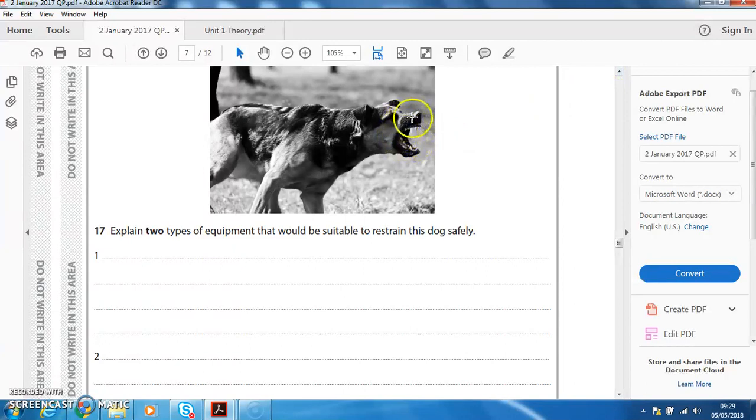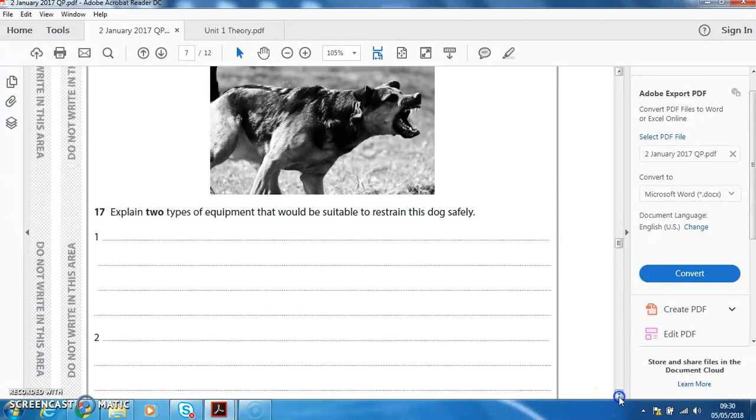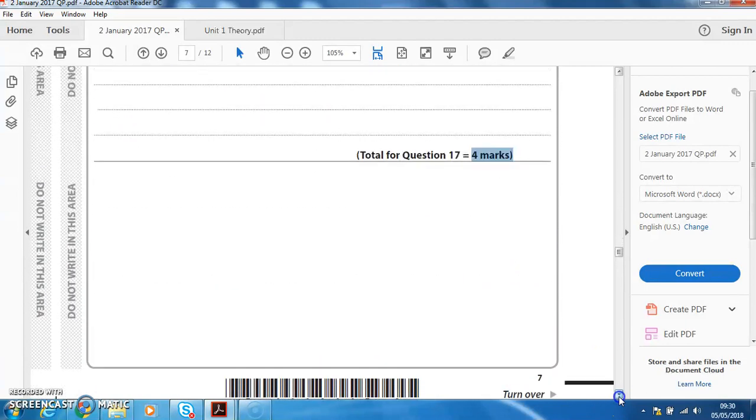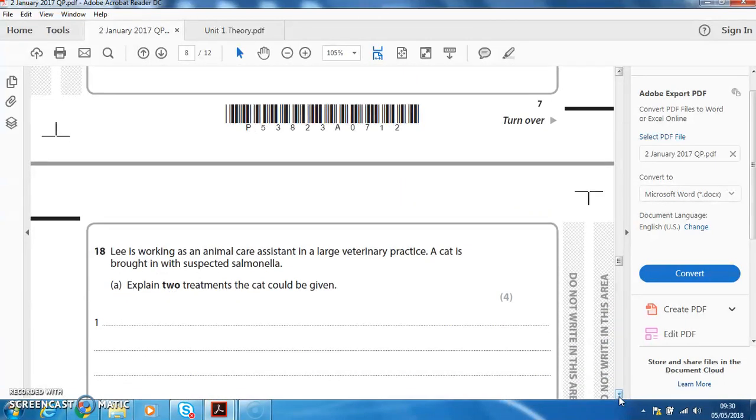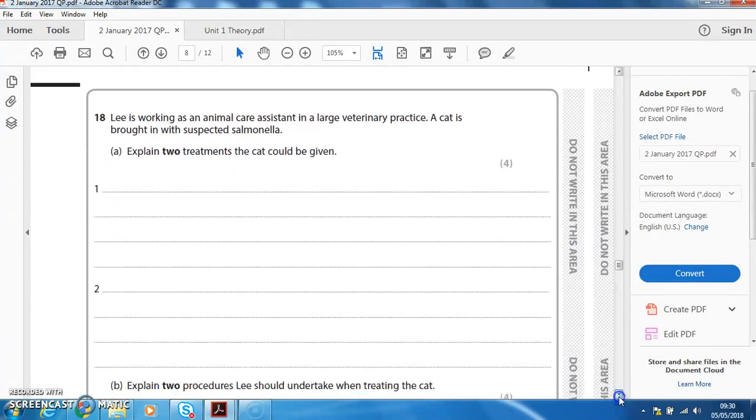Number 1, a muzzle on the dog to prevent it biting the warden. Secondly, a leash or a harness, a lead, to prevent the animal from escaping. So a muzzle to prevent biting, a leash or a lead, or a harness to prevent it escaping.